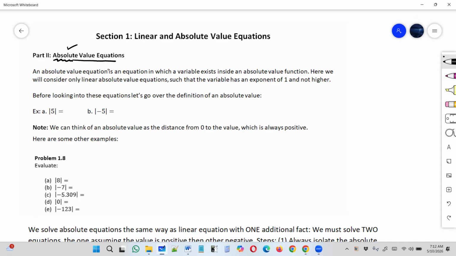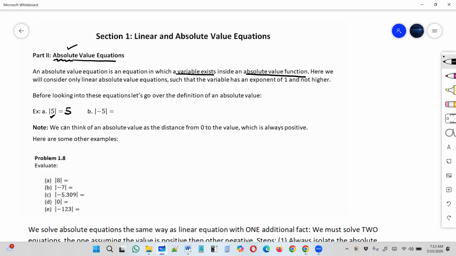Okay? So an absolute value equation is an equation where the variable that we're trying to solve appears inside an absolute value function. So an absolute value function is this thing with the two bars around either a number or a variable. Okay, so I have two examples here. The absolute value function is very, very easy. It's just, whatever number you put inside of these two bars, the absolute value, the answer comes out positive.